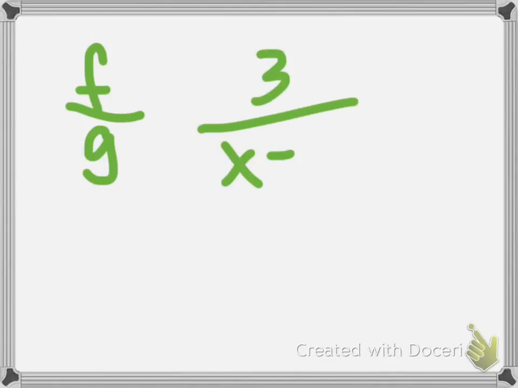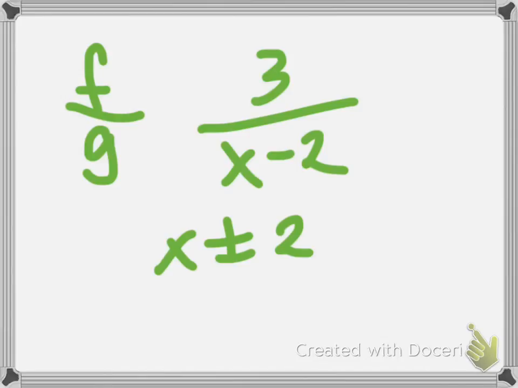You're going to divide two functions, f divided by g. Keep in mind that if you have an x on the bottom, your domain has an exception. X can be anything but the number that makes the denominator 0. So x cannot equal 2. So there are restrictions on the domain if you have an x in the denominator.